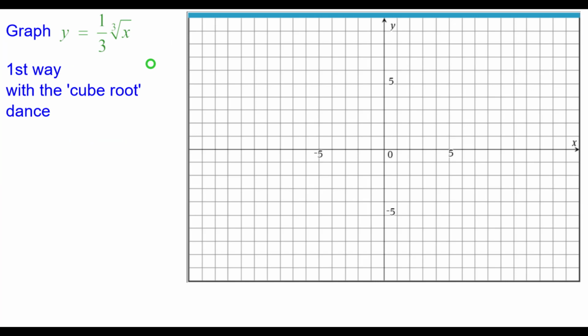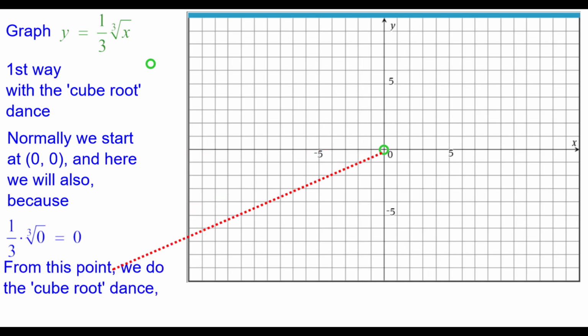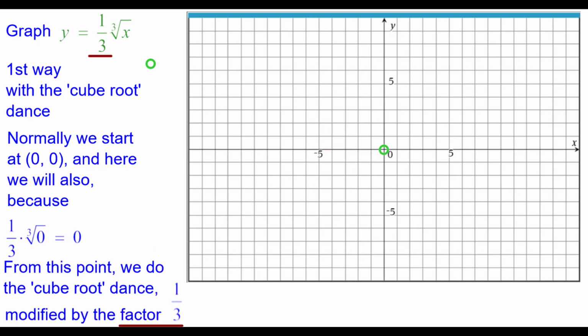The first way is with the cube root dance. Normally we start at the origin, and here we will also, because 1/3 times the cube root of 0 is 0. From this point we do the cube root dance, but we're going to have to modify it by the factor of 1/3, that coefficient. Normally it's right 1 up 1 on the cube root dance, but in this case it's going to be right 1 up only 1/3.